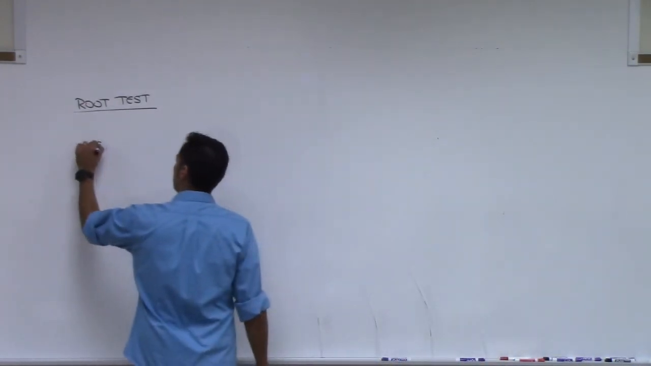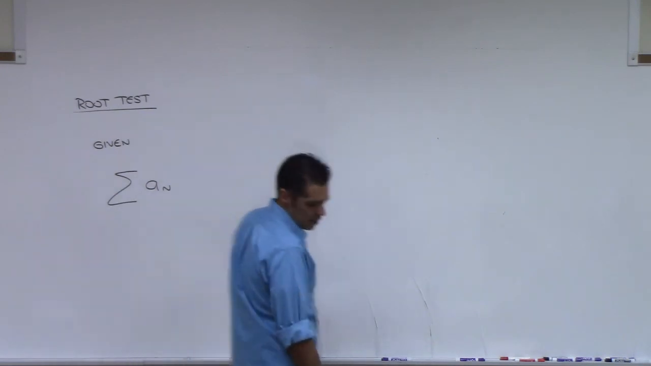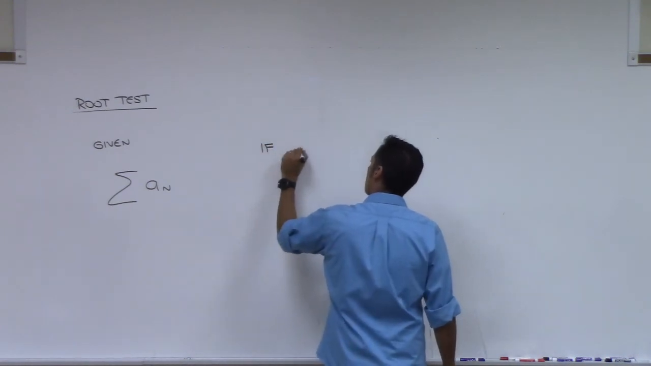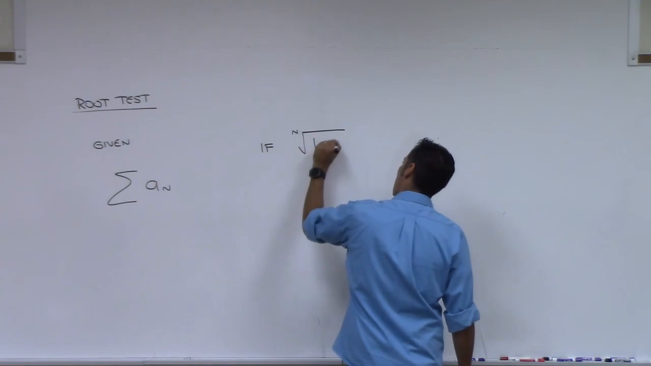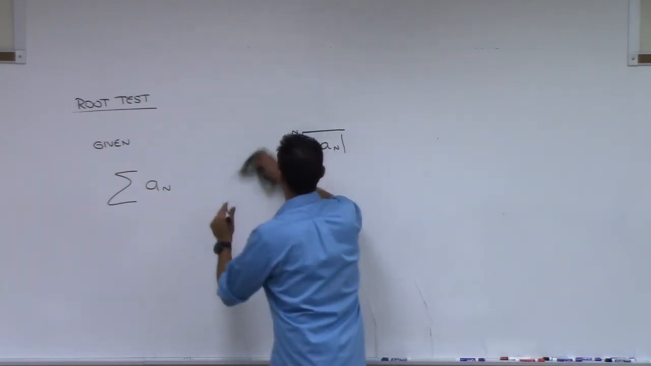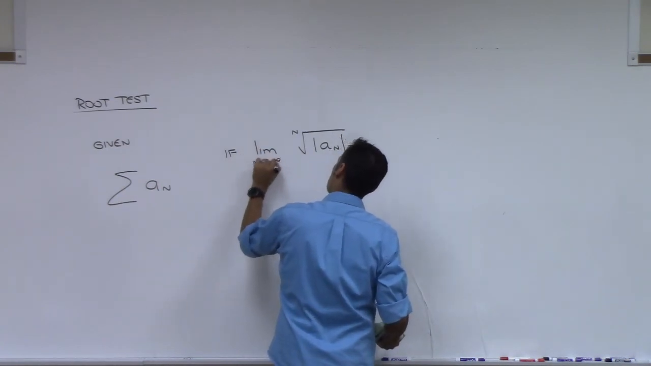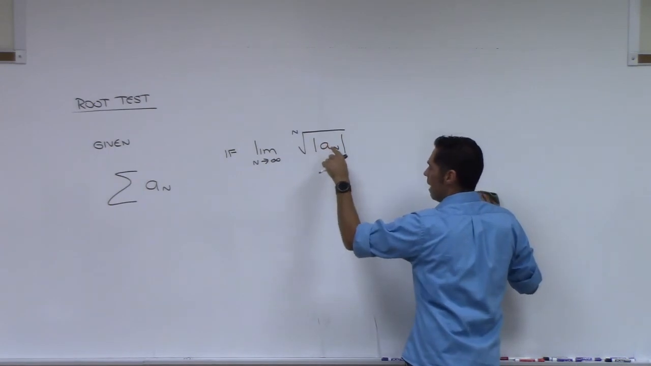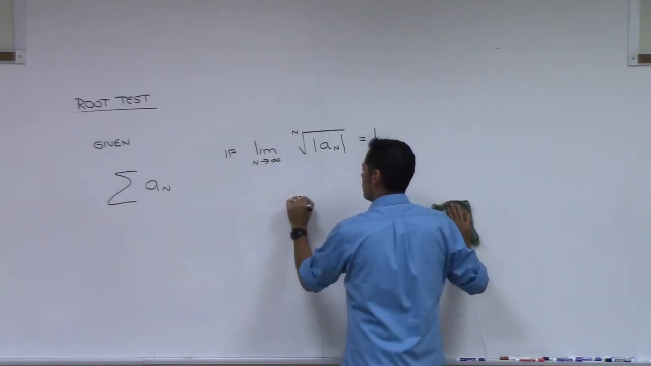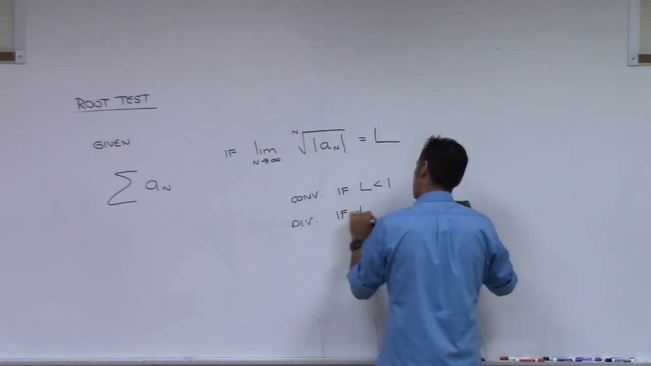The root test says this. If you're given any sequence or any series, then if the limit as n goes to infinity of the nth root of the absolute value of a sub n is equal to L, then we will get convergence if L is less than 1 and divergence if L is greater than 1. I forgot to put the limit there, sorry.